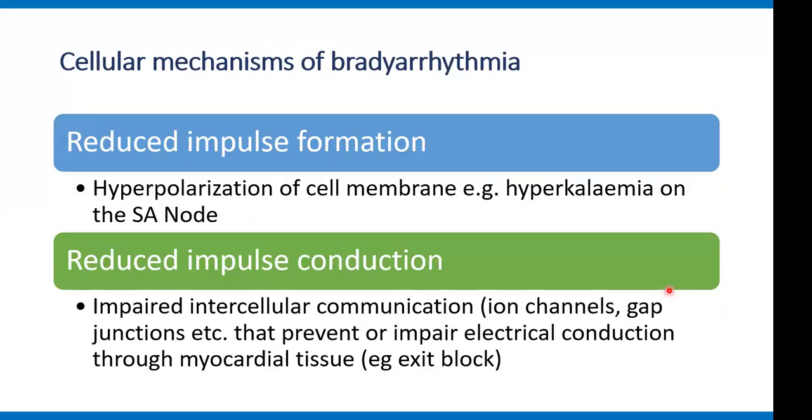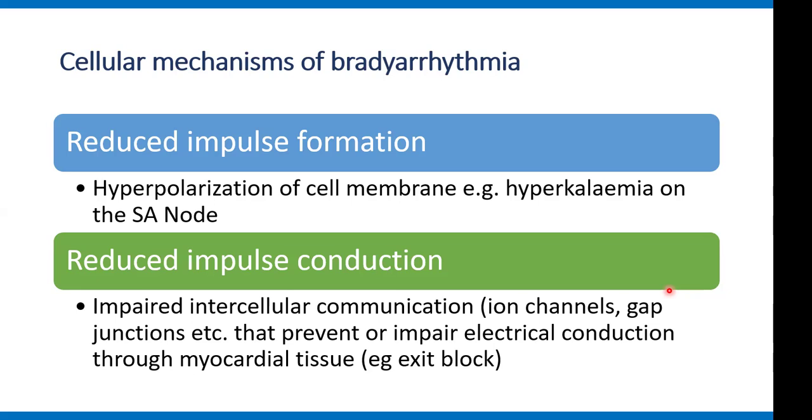So for the bradyarrhythmias, reduced impulse formation means that the cell membrane is hyperpolarized, and that is why the SA node is unable to trigger another action potential. Even though the If channels might be activated, the membrane is hyperpolarized, so there's no way it can come back to positive to trigger that. Typically, hyperkalemia is one of the causes of reduced cardiac impulse through hyperpolarization, because there is more potassium out of the cell.